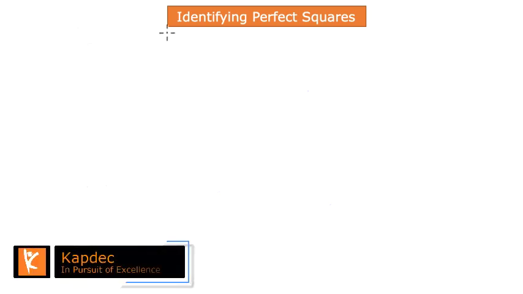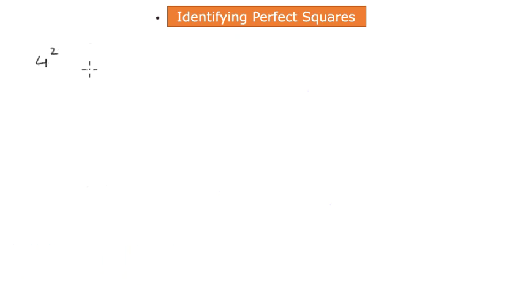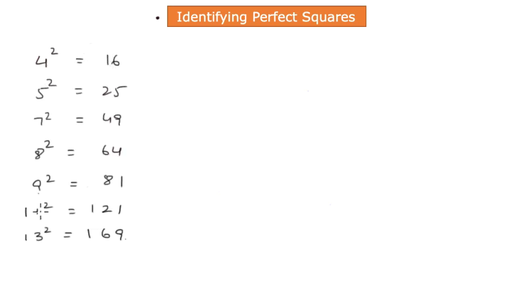Let us lay down a few techniques that will help us identify the perfect square very easily. To begin with, I'm going to write a few numbers and write down the squares of those. We have a few numbers here. They're not all the numbers, but just an example.